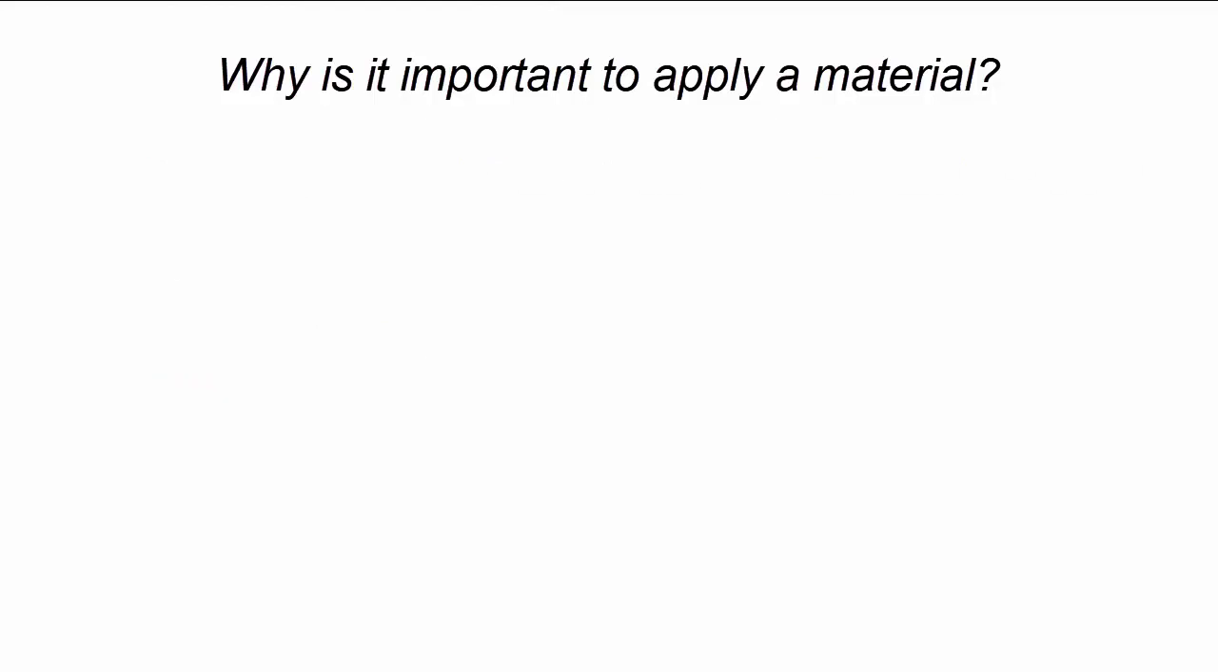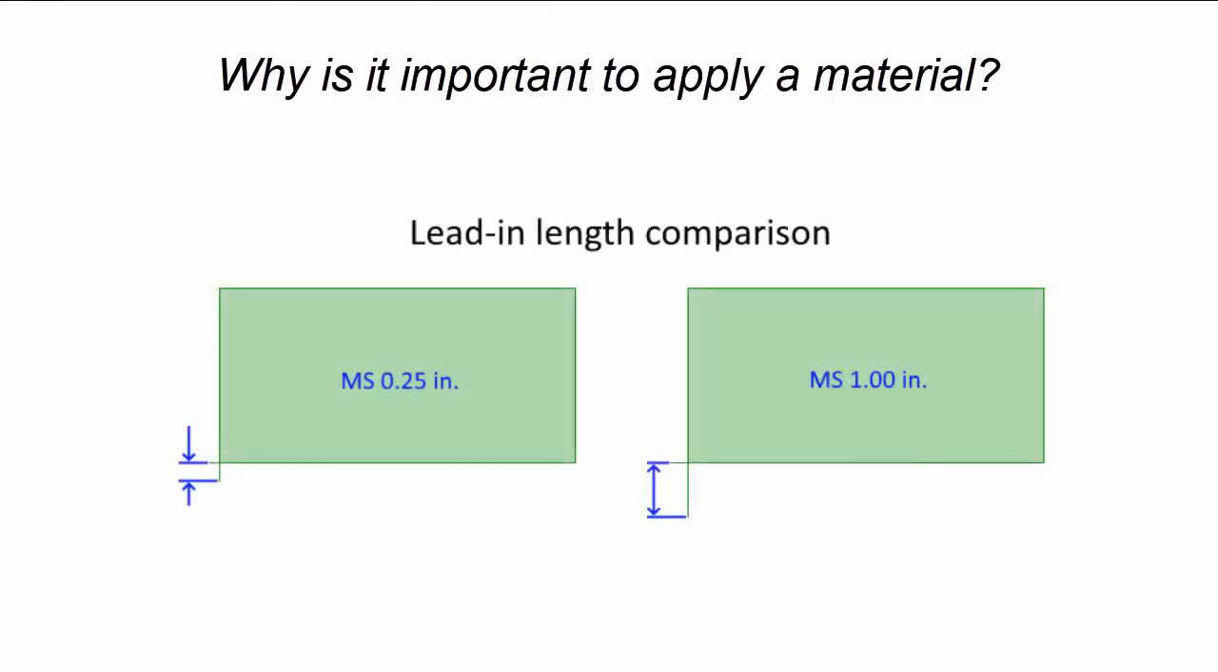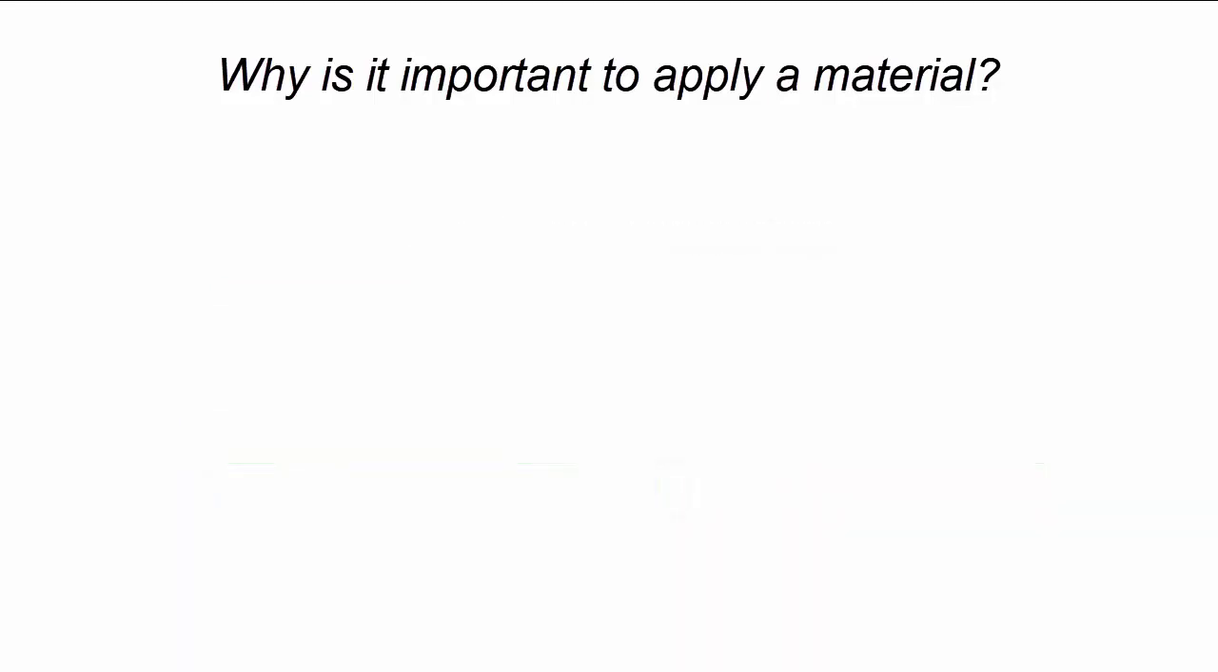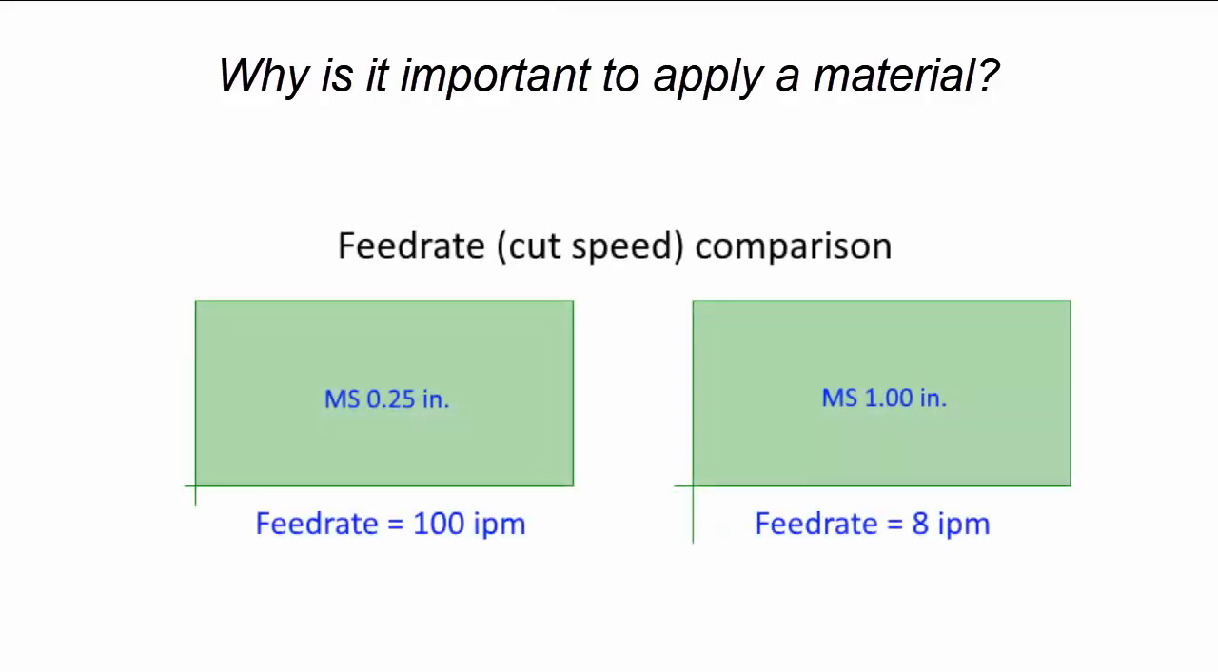So one example of this is leads. As material gets thicker, the lead-in length tends to get longer. So the pierce is more violent with more top spatter, and it needs to be further away from the profile that you're leading into. Another example might be feed rate. Feed rate tends to differ based on thickness. Thicker material may require a slower feed rate in order to achieve a good quality cut.